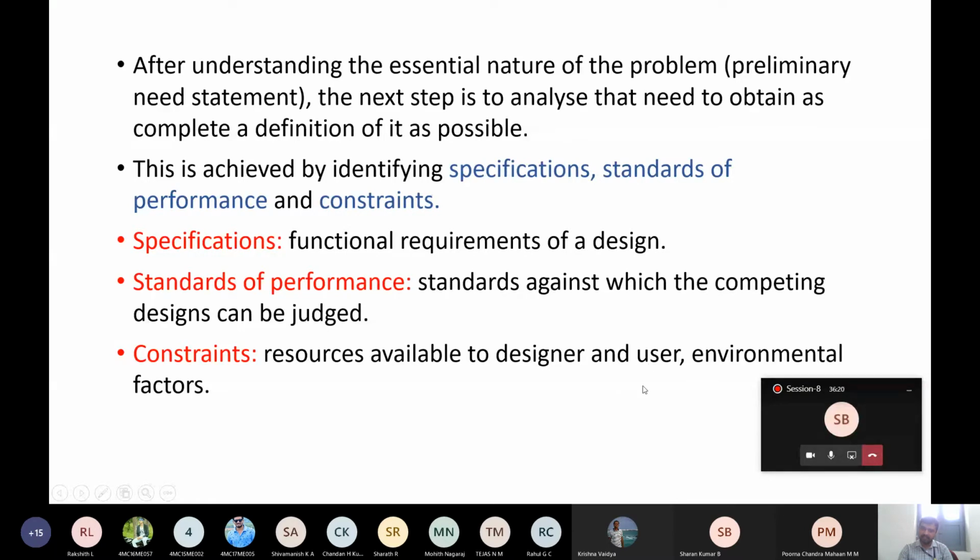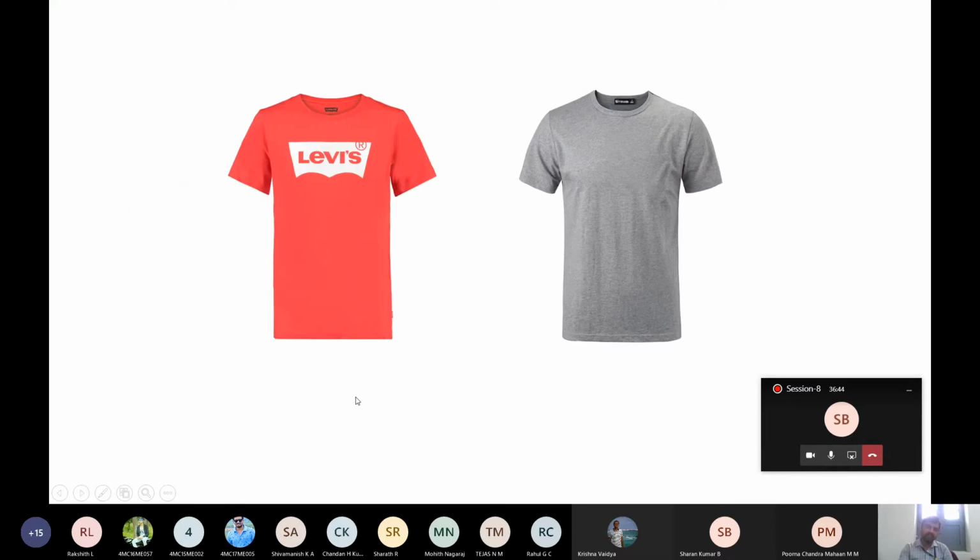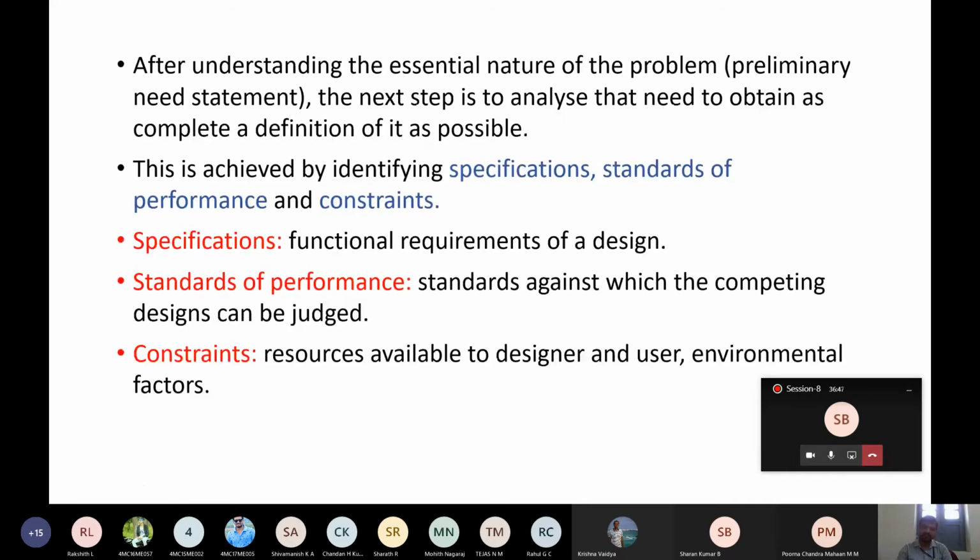Then environmental factors. Some of the parameters or factors which decide standard of performance also vary depending on the environmental conditions. Next we'll discuss specification, standard of performance and constraints by considering some examples.